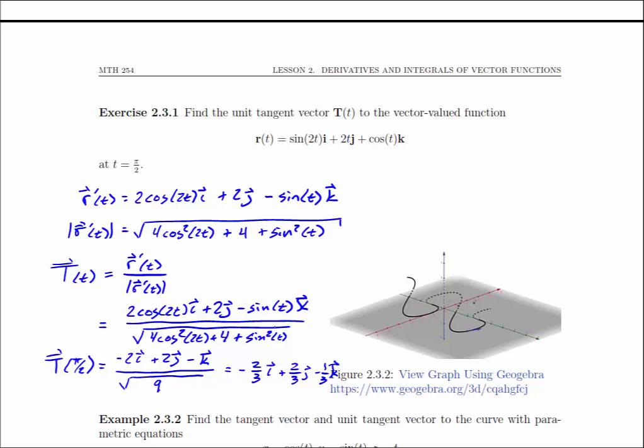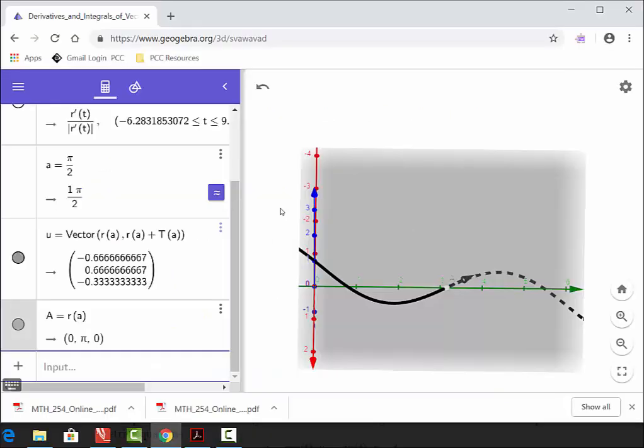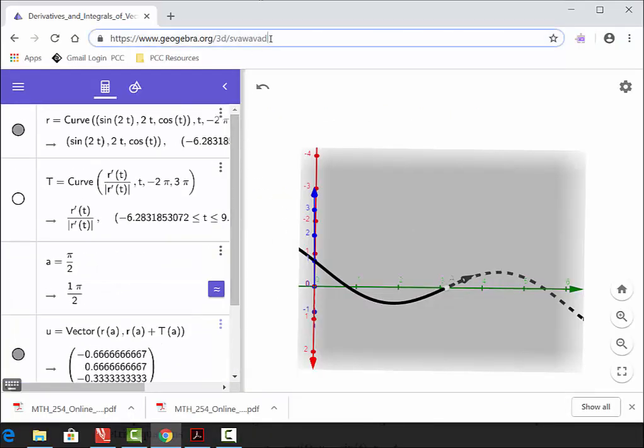This doesn't simplify at all here, but if we plug in pi over 2 for our t value as we were asked to in the problem, this actually simplifies down quite nicely to negative 2/3 plus 2/3 minus 1/3 in the i, j, and k directions, respectively. I am having a little bit of trouble with this link at the moment, so I've recreated the graph here. If you want, you can use this link to pull it up. I will fix that in the file later.